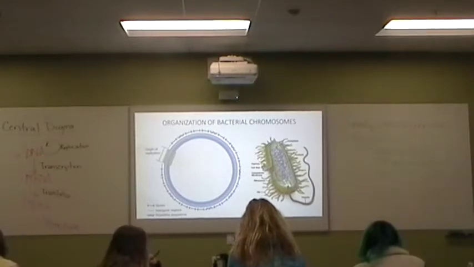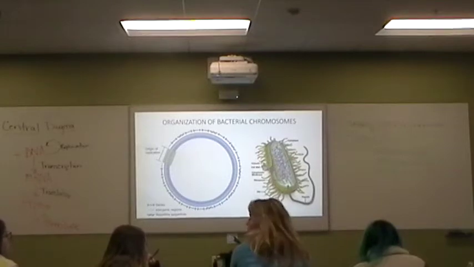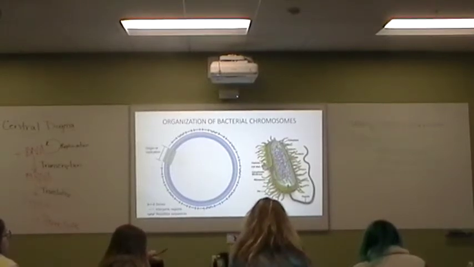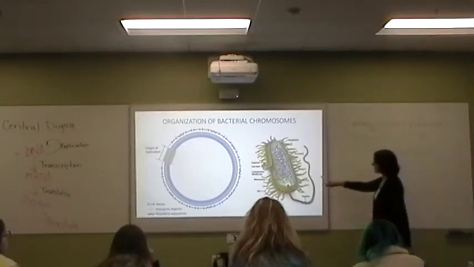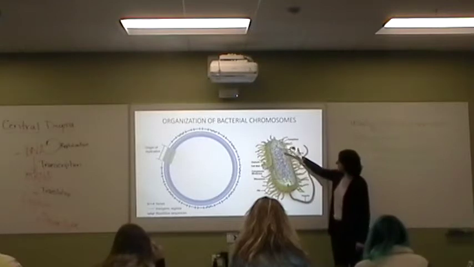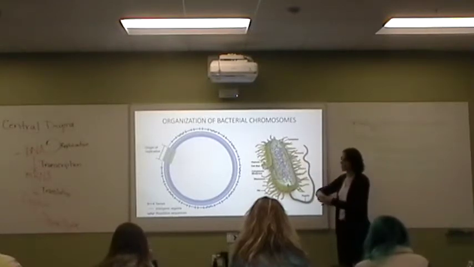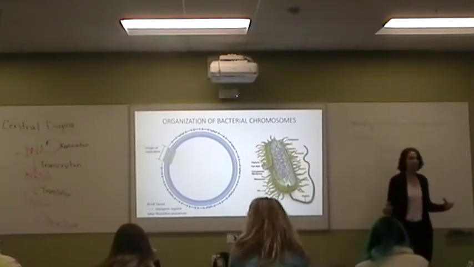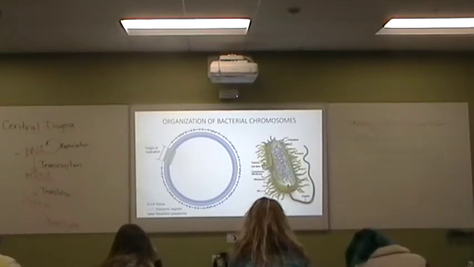All right, I think those are the major things that we need to know. And this is a prokaryotic cell, right? So this is an example of a bacterial cell. And you should note that this chromosome is spread out throughout the cytoplasm, cytosol. Did you guys learn the difference between those things? Cytosol and cytoplasm.